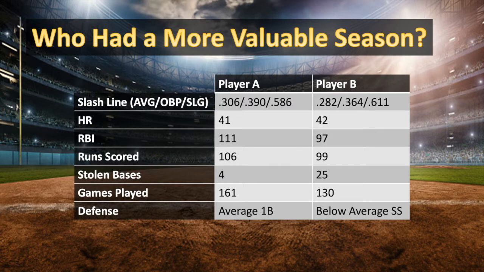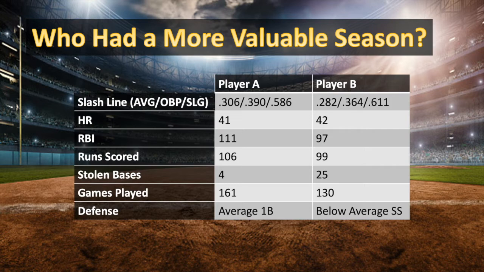But player B played such a much more valuable position, right? There's a lot of guys who can play average first base. There's a lot fewer guys who can play below average shortstop. But now, you might be saying in your head, well, I'd rather have an average first baseman than a below average shortstop. See, that's on you to figure out.